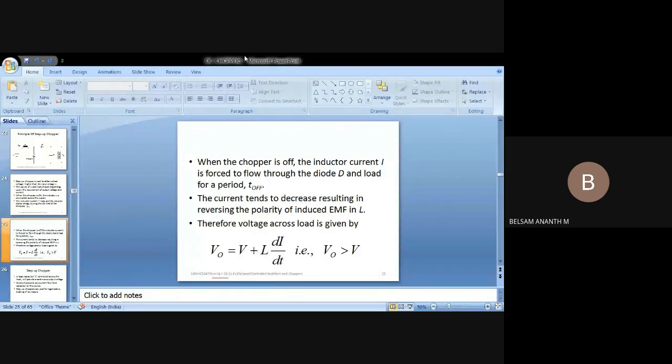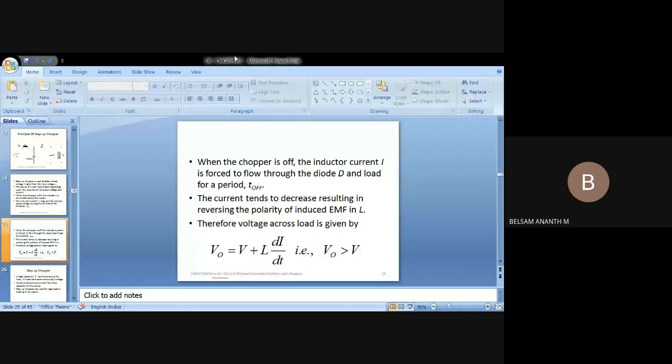Then the current tends to decrease, resulting in the reverse polarity of the induced EMF in L. Therefore, the voltage across the load may be written as... now, which component do we consider? Only the inductive component. Next, when you write the equation, output voltage equals what? What is the original voltage? Capital V.